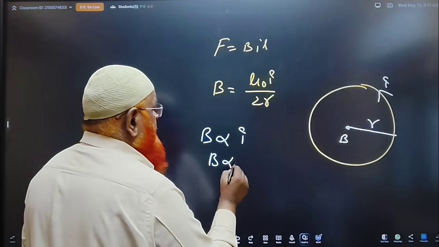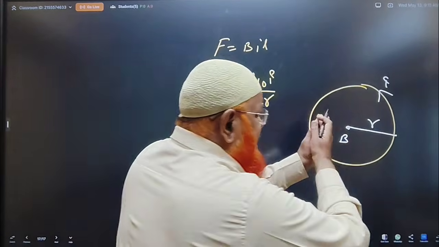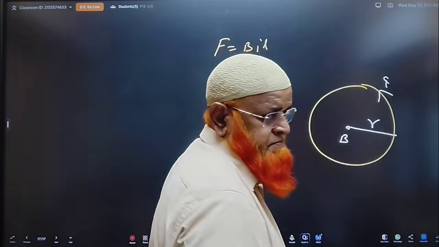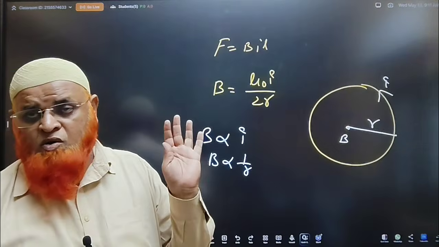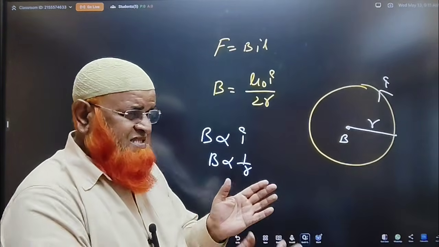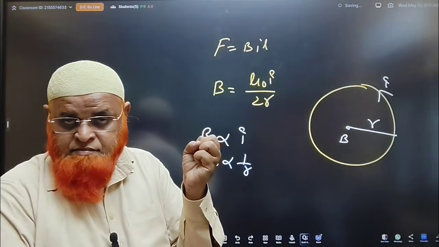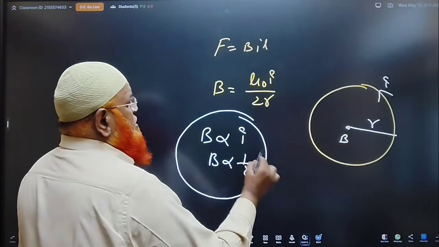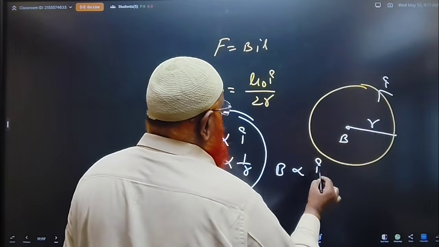The next thing is B is inversely proportional to R. The larger is the radius, lesser is the B. Wire కి దూరం ఉంటే, ఏం కాదు, ప్రాబ్లం ఏం లేదు. But when you go closer, distance is less, magnetic induction will be strong. So if you join these two, you will get B is directly proportional to I by R.